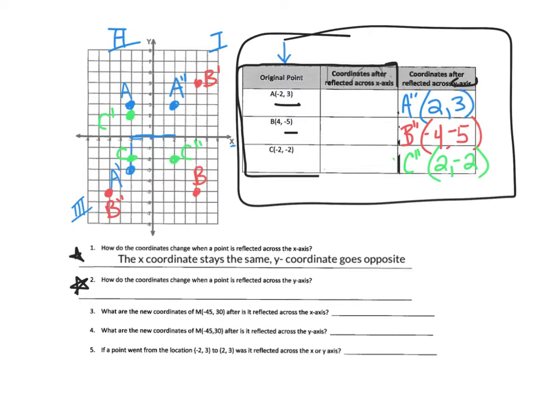Let's write that again on this line. I'm going to say the x-coordinate is opposite, the y-coordinate stays the same. So to summarize, when a point is reflected across the x-axis, the x-coordinate stays the same and y goes to the opposite. If a point is reflected over the y-axis, then the y-coordinate stays the same and the x-coordinate is the opposite.